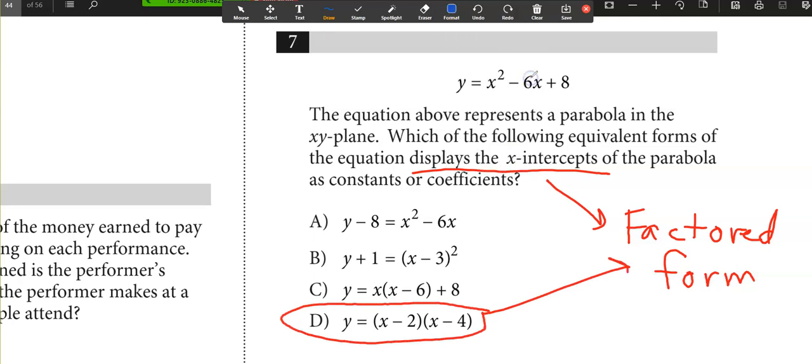Now, what if I changed this question? What if I changed this question, and instead of x-intercepts, I said, find me something that shows the vertex? Then D would not be the answer. What would you pick? Which one of those answer choices would be right if I was asking for the one that shows the vertex?